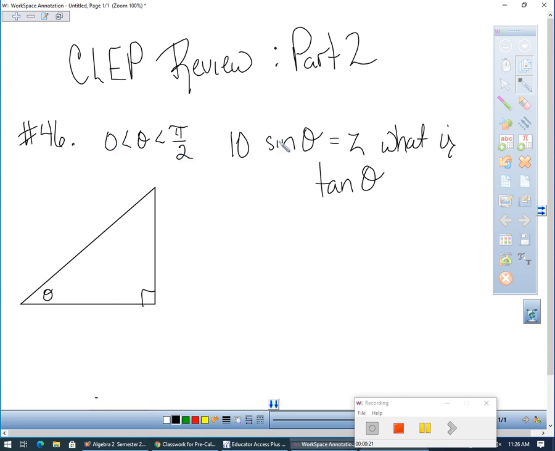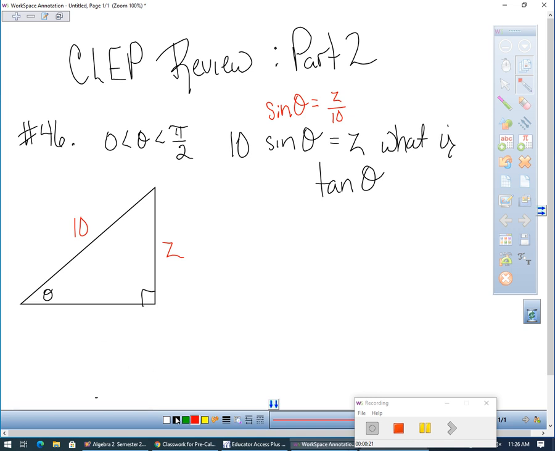It tells you that 10 sine theta equals z, which also means that the sine of theta equals z over 10. And remember that this is opposite over hypotenuse. So on our triangle over here, we're doing opposite from theta is z over the hypotenuse of 10. Alright, and it wants us to find tangent. Well, in order to find tangent, we need opposite over adjacent. So I've got to figure out this side.